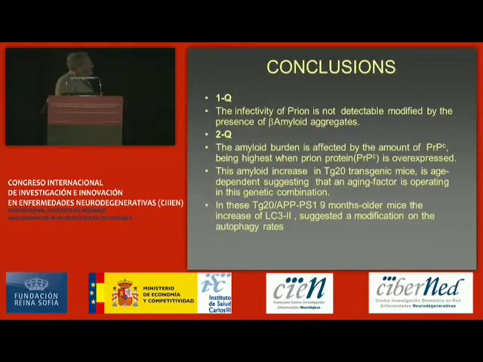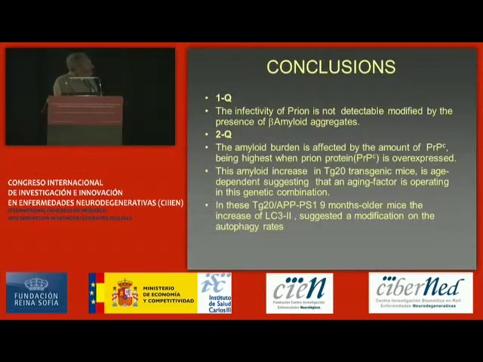So, just as conclusions, the infectivity of prions is not different depending on amyloid. So the prion infection only recognizes the amount of PRP protein in the brain. It doesn't matter if you have a different amount of amyloid in the brain. However, in the other direction, the amyloid burden is modified. It's affected by the PRPC. When we have a large amount of PRPC, the accumulation of amyloid is clear and evident.